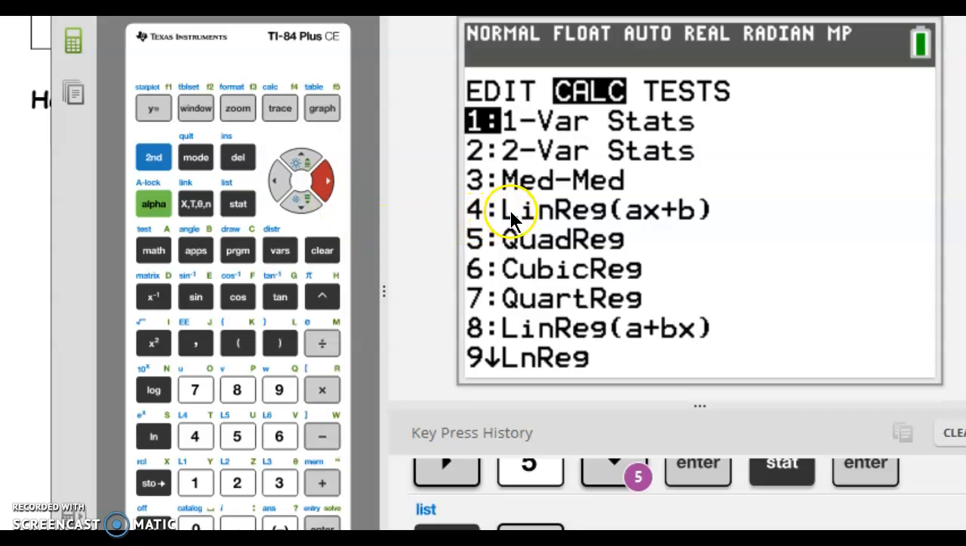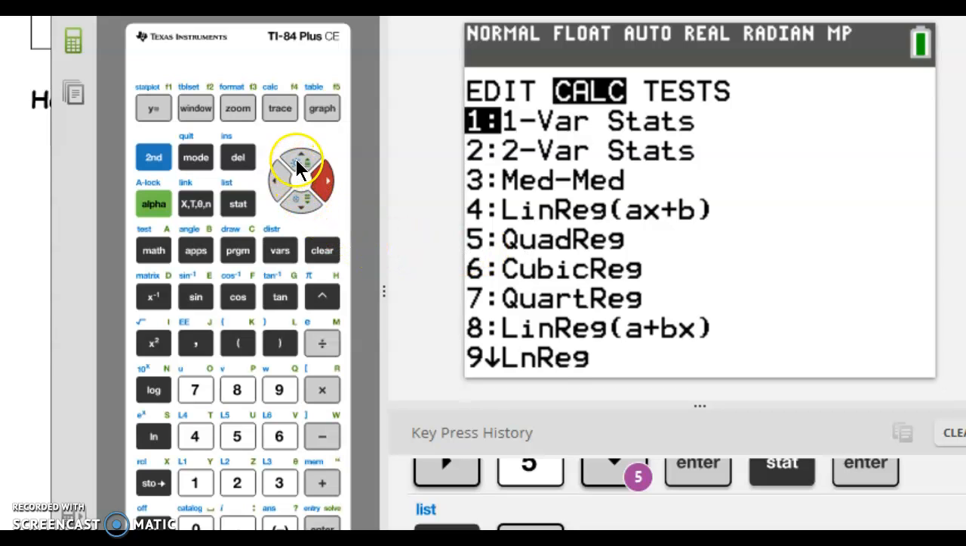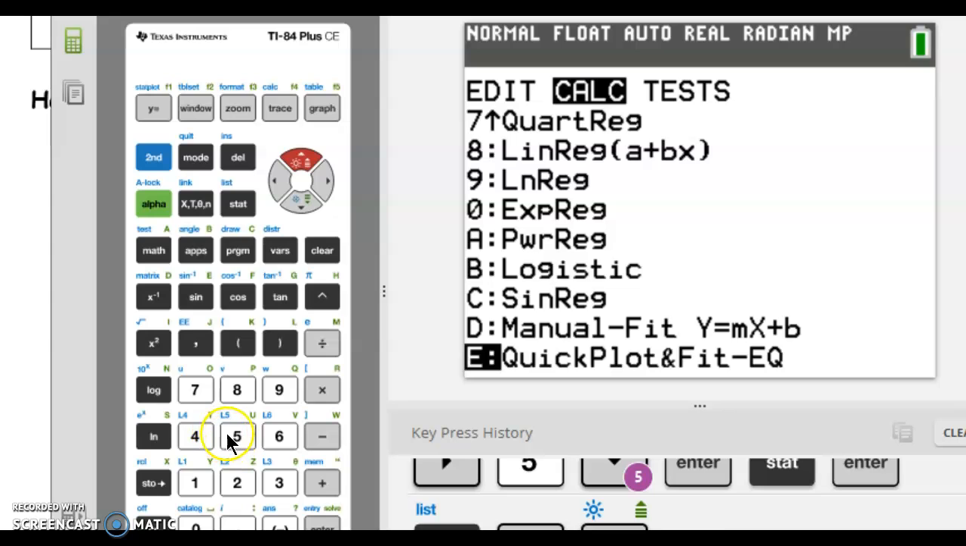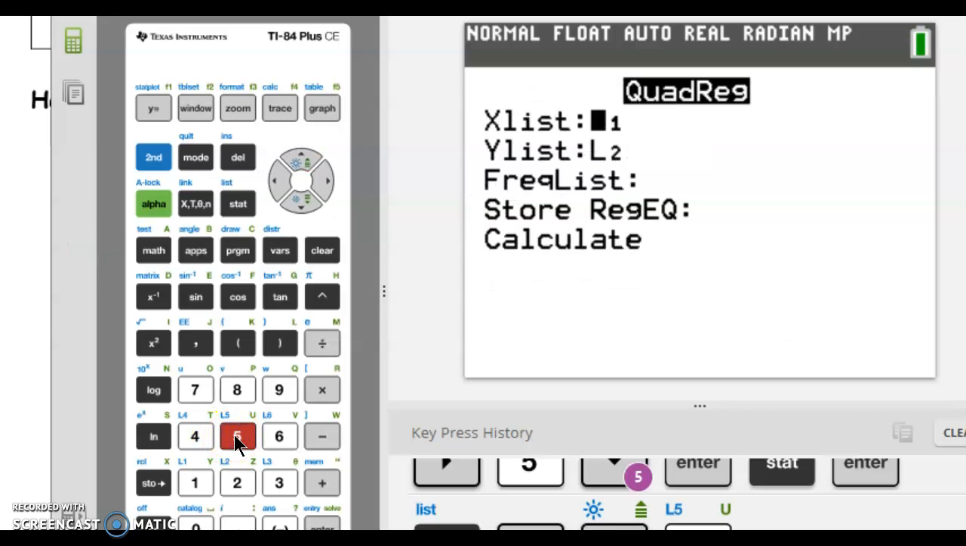But option number 4 says LinReg. That's what you would use if you have a linear relationship. QuadReg is for quadratics, which is what we have right now. And if you wanted to scroll all the way to the end, you'd see option 0 has ExpReg. That's for exponential regression. So that's a good option too. For our cases, we need number 5, which is the QuadReg. Some of you may have a calculator that just says QuadReg, and that's all there is. Go ahead and press Enter.